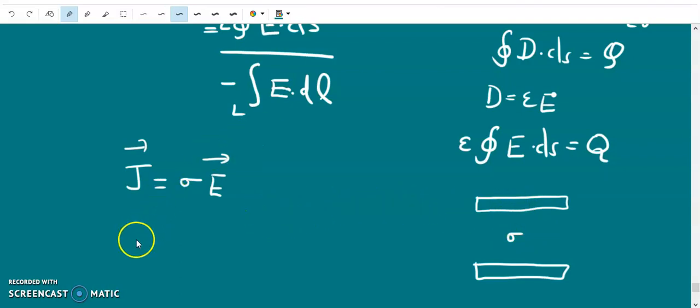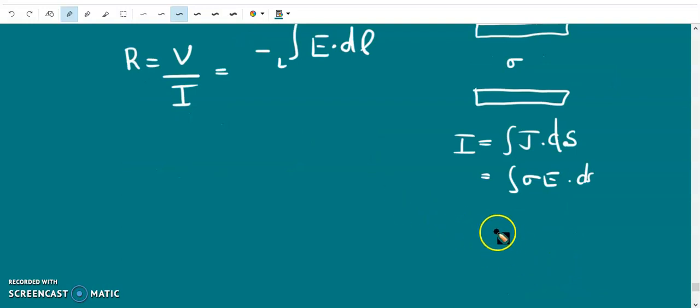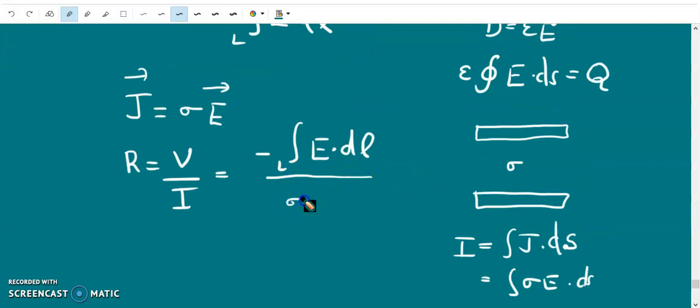And we know that according to Ohm's law, this resistance is equal to V by I. So V is nothing but minus line integral E dot dl. And we know that I is equal to integral J dot ds. Here J is sigma times E, so I is integral sigma E dot ds, where sigma can be taken out. So this is equal to sigma integral E dot ds.